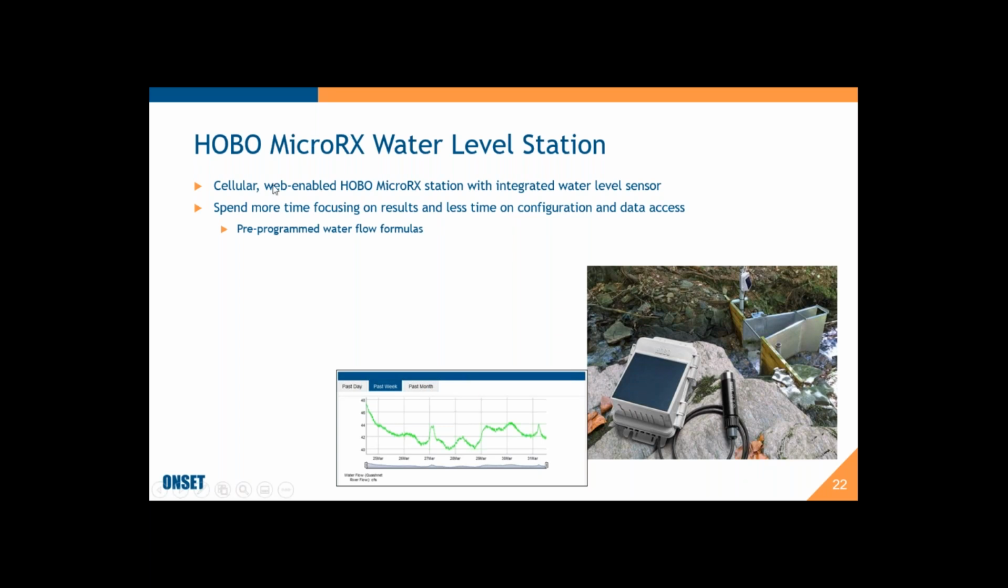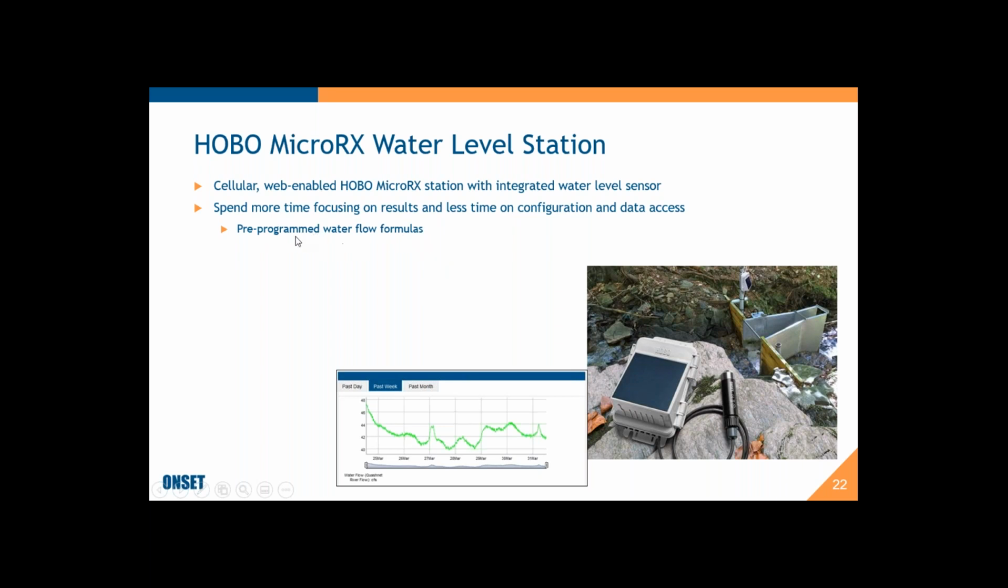So this is the HOBO MicroRX station. This is a graph done with our HOBOlink remote monitoring software. One of the cool things about this is it's providing real-time flow data. If you look at the date down here, I just offloaded this data today. You can see we got a little peak this morning in our flow down in the Quashnet River. I didn't even have to leave the comfort of my home to get this data. So there's an advantage right there of web-enabled stations.